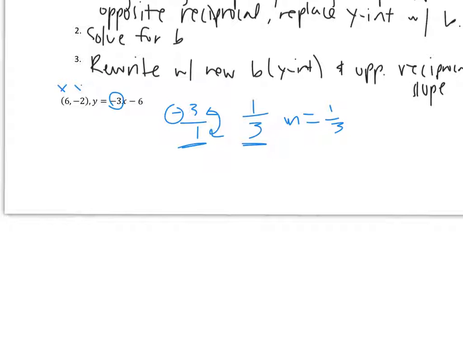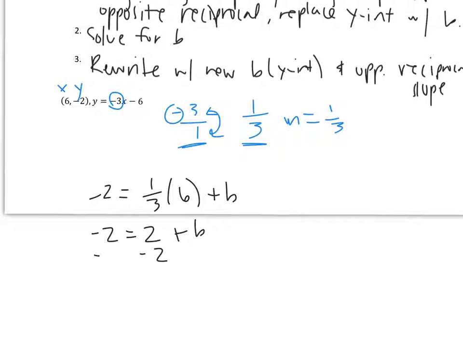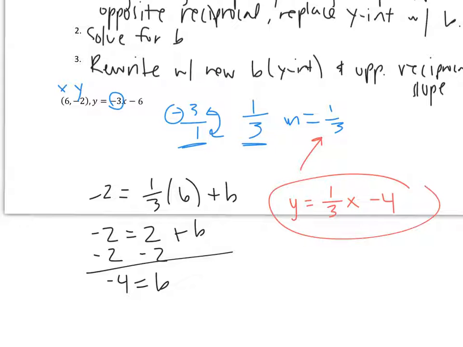And so I'll have here -2 equals m times x plus b. 1/3 of 6 is 2. And I'll subtract 2 and solve for b. So b equals -4, so my final answer is y equals, with my new slope, my opposite reciprocal, 1/3 x minus 4.